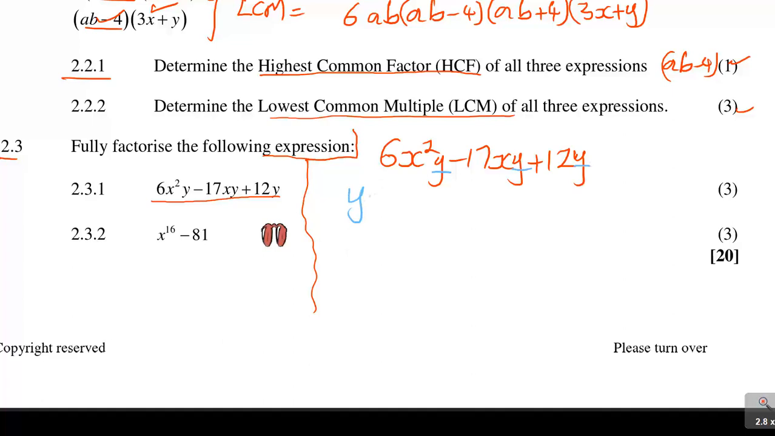When I take out that y, remember, it's like I'm dividing. It's actually what I'm doing. I'm dividing 6x squared y divided by y. I will have inside the bracket 6x squared, the y will cancel, minus 17x, the y will cancel, plus 12. So they will give you a mark for that. This is one of the 3 marks there, to identify that I needed to take out y first.